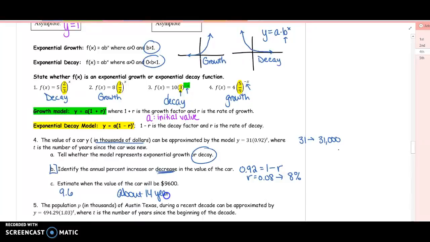Now, after we learn about logarithms in the second half of this chapter, we could actually solve this equation and figure out exactly how many years. But right now, we don't know how to do that because we haven't done logs yet.